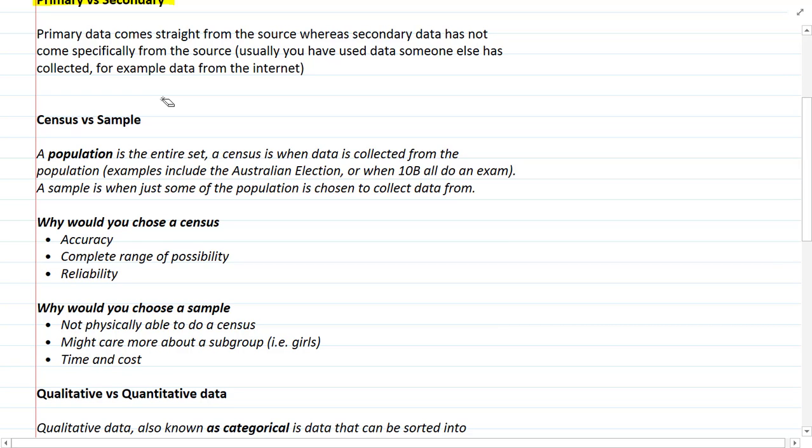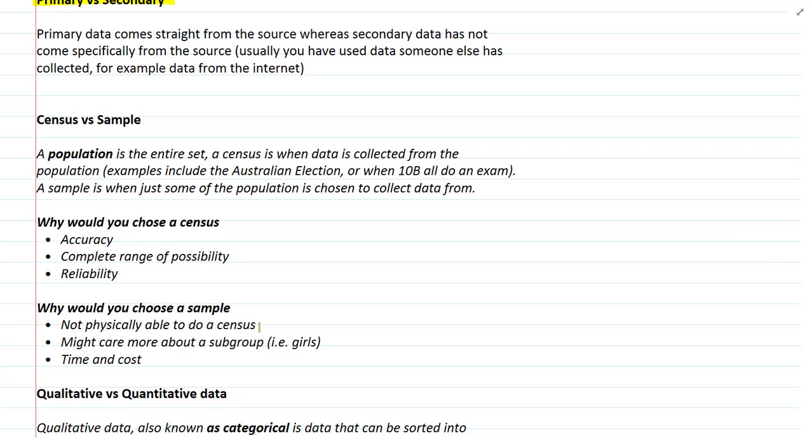Why would you choose a sample though? Well, you might not be physically able to take a census. So in some cases, censuses are difficult to take, but also the population might be unknown. So an example I'll give you here is if you were planning an event, let's say, for example, a music festival, and you wanted to know which bands people would prefer to listen to. Well, the problem you have is your population is all the people that will attend the music festival, but you don't know who will attend the music festival. So instead you have to take a sample.